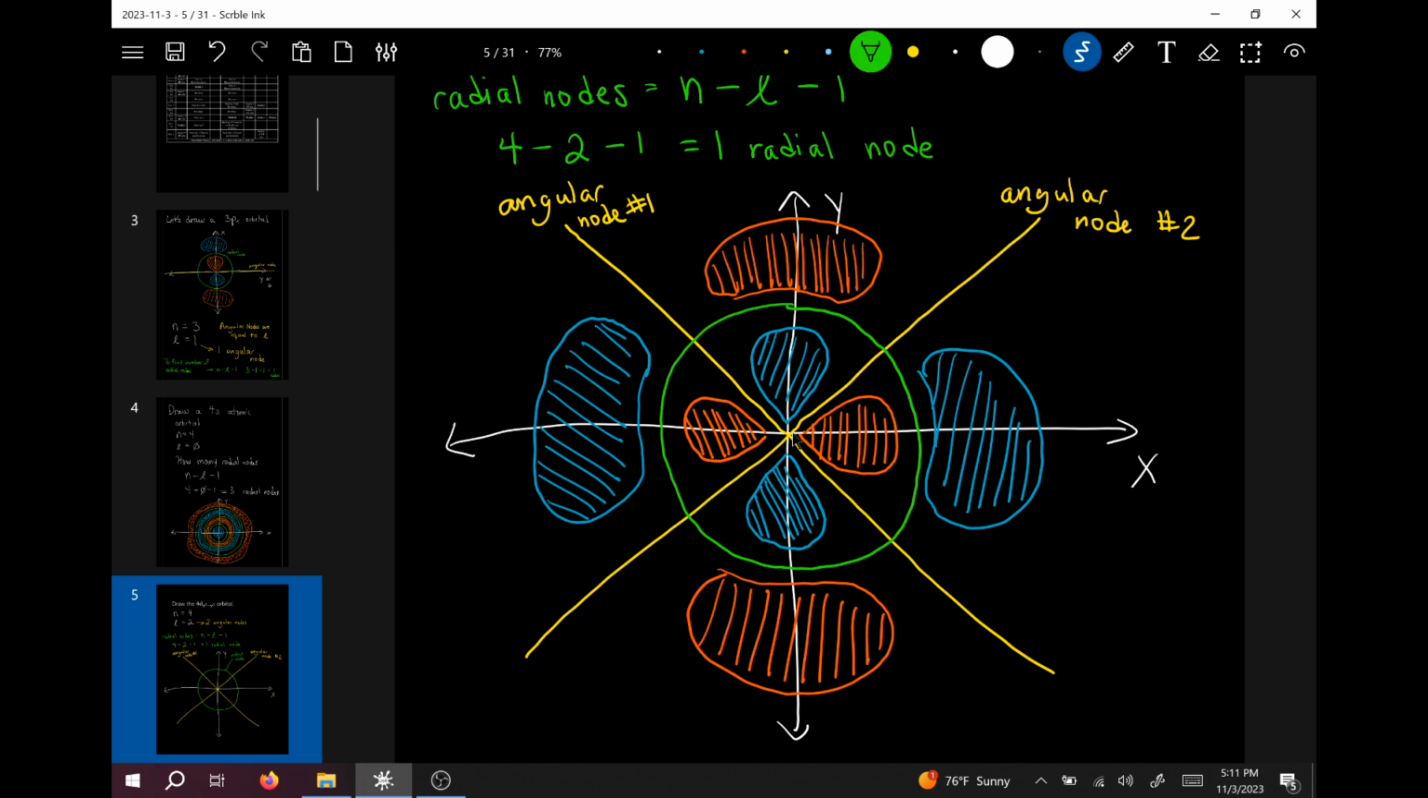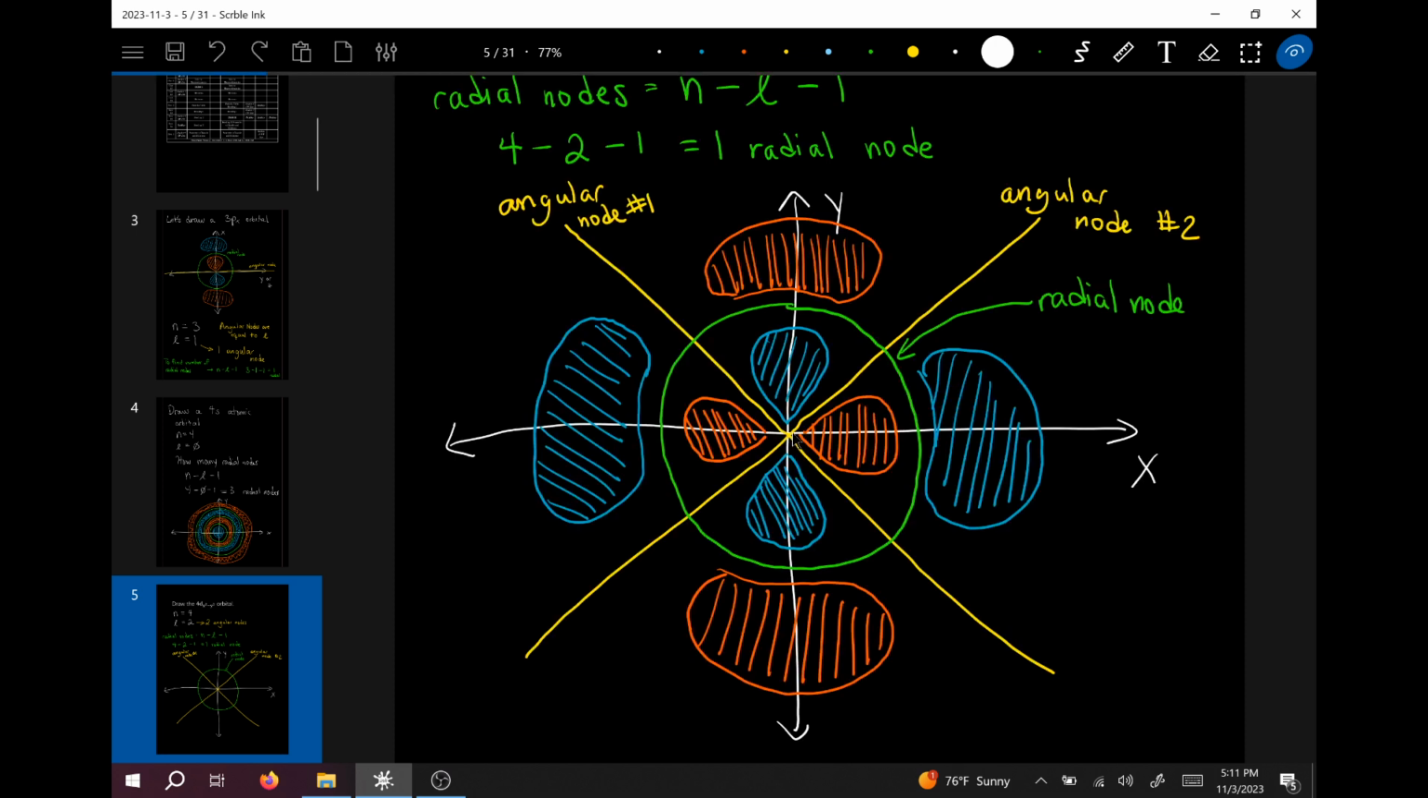Let me pull out the green marker again. Let's put a little arrow here and say radial node. On a test, I'm not going to lie to you, it would be pretty rare for me to ask you to draw a d orbital that has a principal quantum number n greater than 4. Because if I had a 5d orbital, then I'm going to have 2 radial nodes. And that's going to be a pretty complex atomic orbital for you to draw on a test.